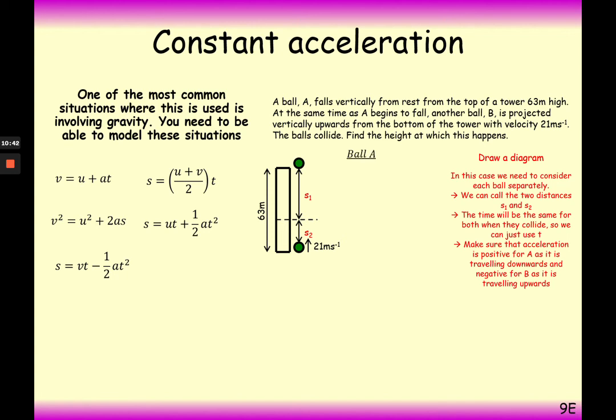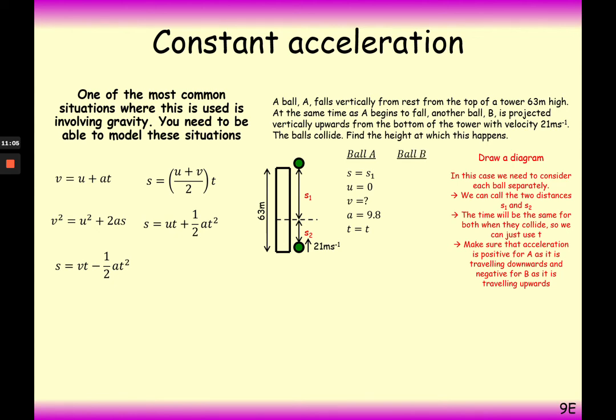Be careful about the acceleration as well. So particle A, we know the displacement is s1. We know the initial velocity is 0 because it's from rest. v we're not concerned about. a is positive 9.8 because we're taking downwards as positive. And t is just the time from when they're projected to when they collide, so we can call that t.